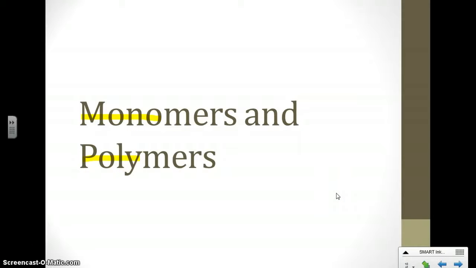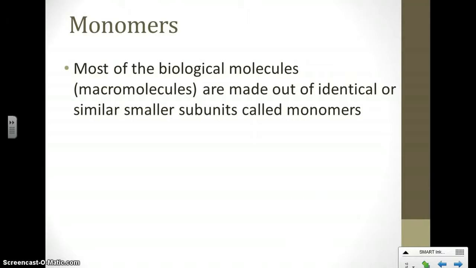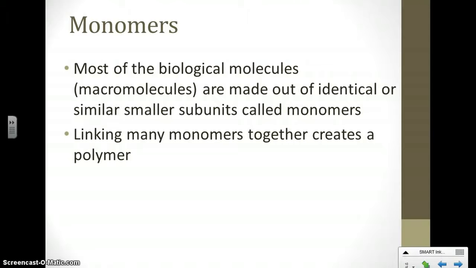In order to create those functioning building blocks, we need to go through a reaction called a dehydration reaction, where we're bringing the monomers together to create that polymer. And in many instances, we need to break those polymers down back into their individual units, and we call that hydrolysis. If we think of all of our major biological molecules, our macromolecules, they are made out of all of these smaller monomers. By linking many of these monomers together, we can create those functioning biological molecules, or what we can consider a macromolecule, because some of them are very large, to create our polymers.